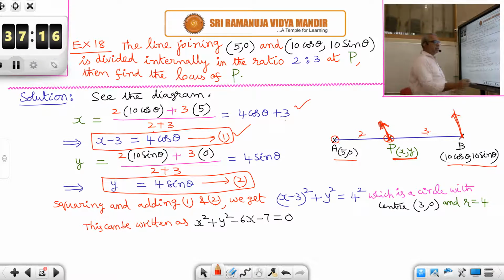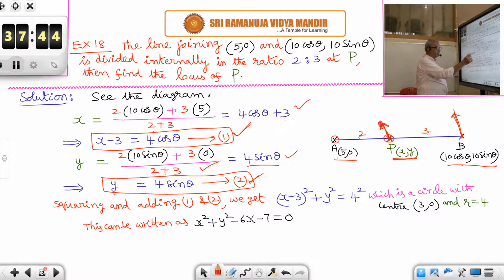Similarly, y is equal to what? 2 into this side y coordinate 10 sin theta plus 3 into this side 0, by 2 plus 3. Simplifying, you get 4 sin theta. So I have written y is equal to 4 sin theta, second equation. First equation, second equation. Theta is variable. So if you eliminate theta, you can find the locus of the point (x, y). That is the point P. So locus you can find.